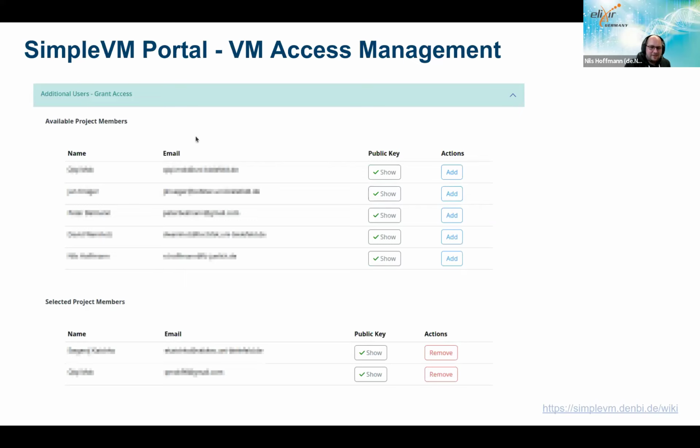You can also control access to your virtual machines in this case. So you see the available project members. In this case, this would be, for example, pulled from the group members in Perun. You can see whether people have a public key set or not, and then you can add them down here to have access to that particular VM or not.